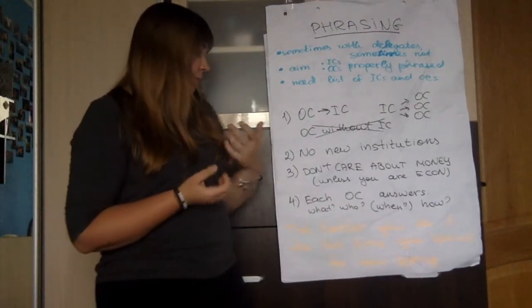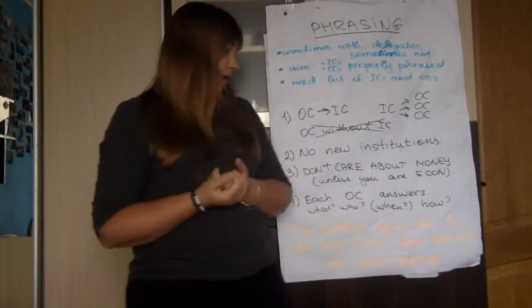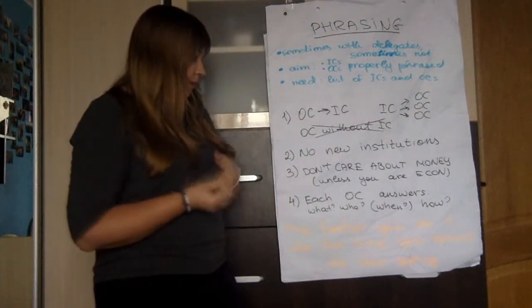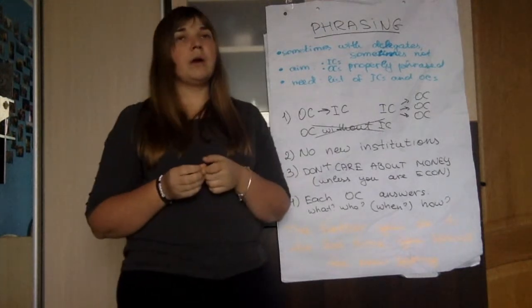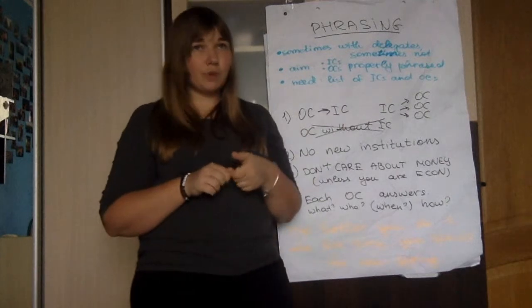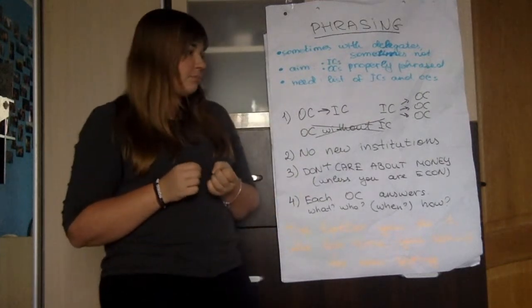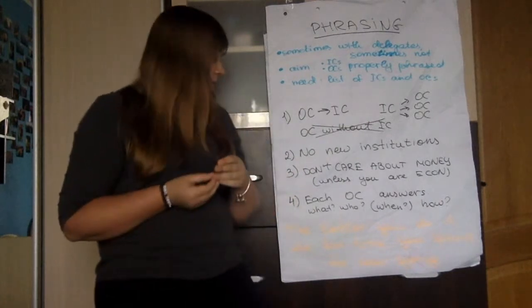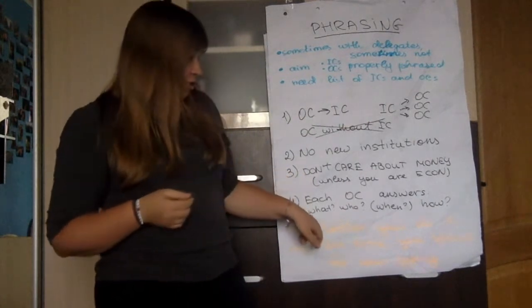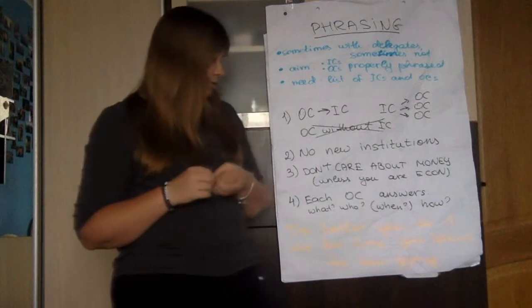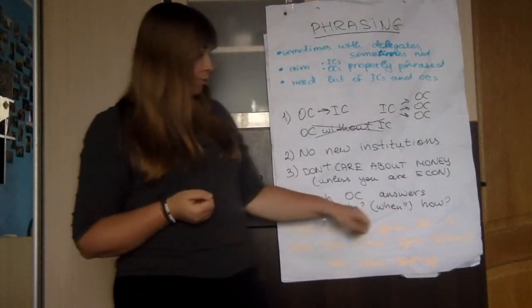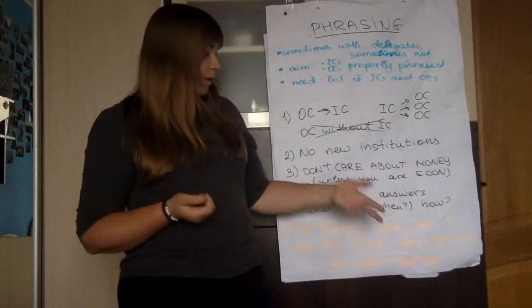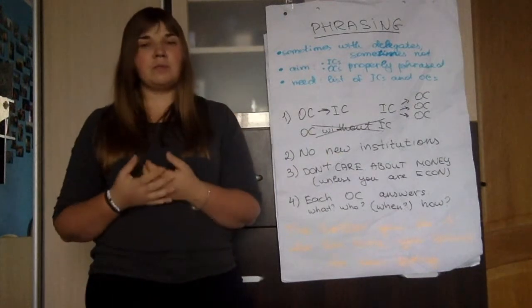You don't care about money unless you're in the econ committee. What I mean by this point is that we don't care where money comes from, but of course we care about the amounts. These amounts must be quite reasonable, and each OC needs to answer 4 questions: what, who, when, and how. When can sometimes, but not always, be omitted.